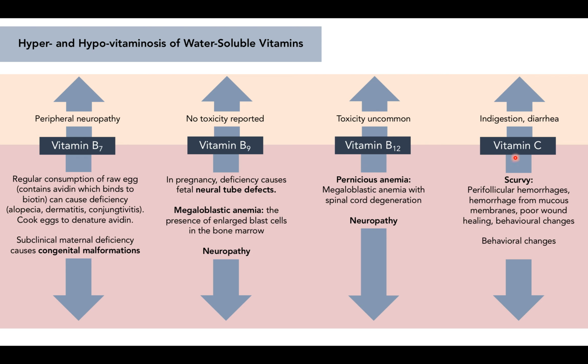And then vitamin C: when we consume too much vitamin C, we usually end up with indigestion or diarrhea. And deficiency in vitamin C can cause a condition called scurvy, which is characterized by perifollicular hemorrhage and bleeding from mucous membranes. People with scurvy usually have poor wound healing and behavioral changes.